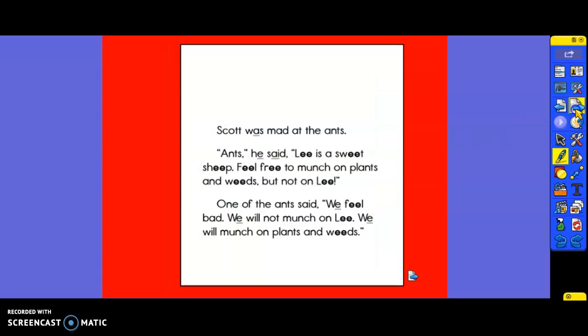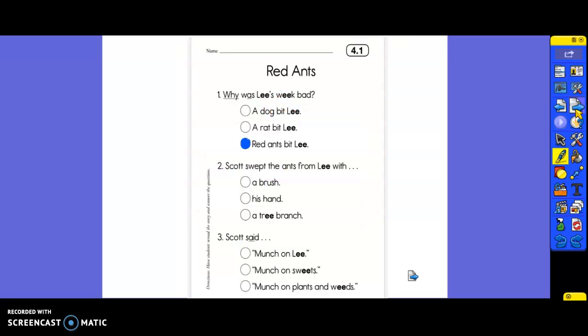So we're going to go ahead and we're going to bubble in our answer. Remember, nice and neat. And take your time and shade inside your circle, inside your bubble. Number three, Scott said, okay, we have to do some really good thinking and remembering. What did Scott say in the story? What were his words? Scott said, munch on Lee, munch on sweets, munch on plants and weeds.